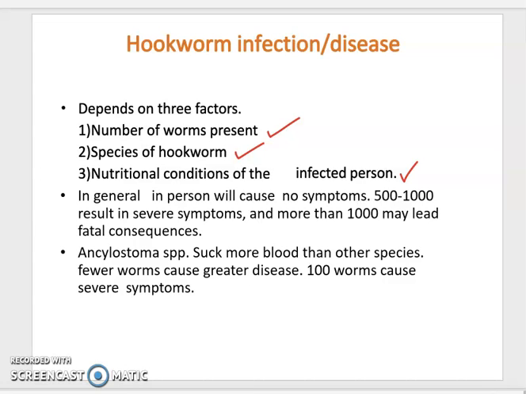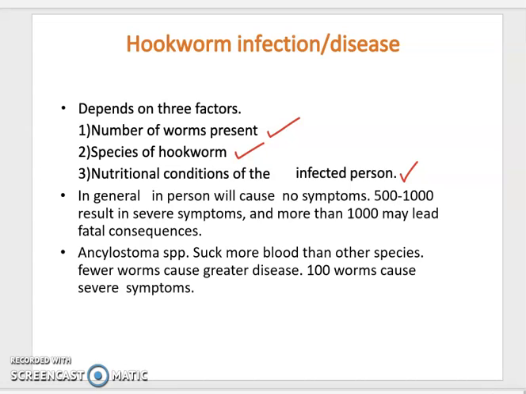So in general, in a person, a load of fewer than 500 worms causes no symptoms, 500 to 1000 results in severe symptoms, and more than 1000 may lead to fatal consequences. So in small numbers, these hookworms may not cause a serious condition in individuals, but if there is a heavy load of these worms, then the infection caused by these worms is severe.